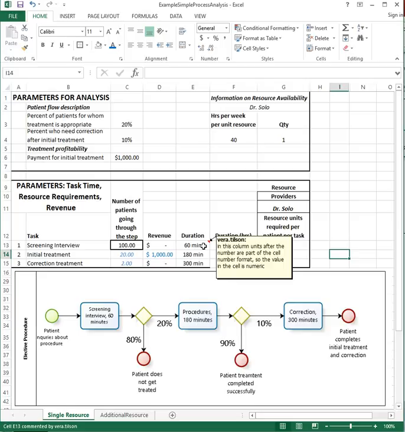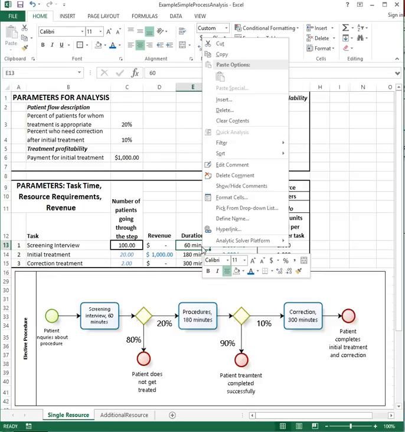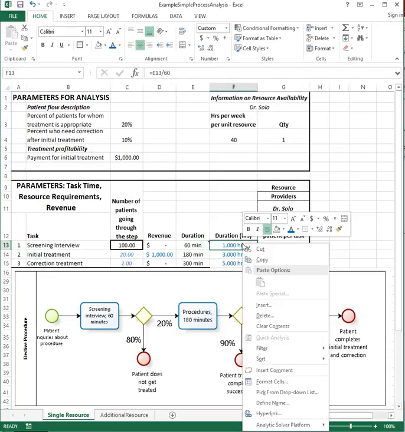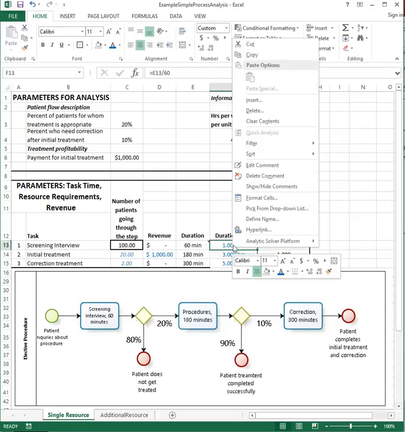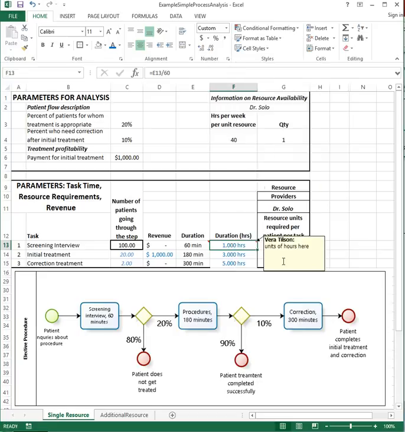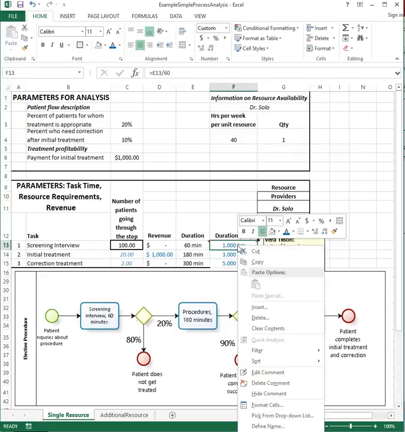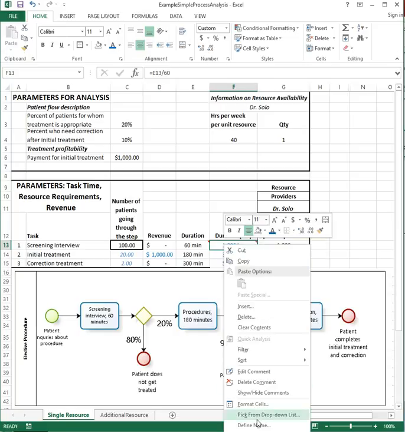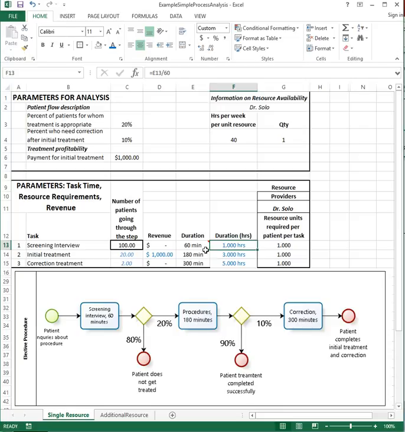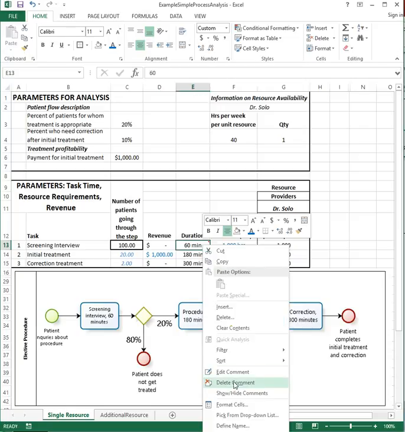You could also add comments to the cells. We have a comment here, and to show you how to add comments, I insert a comment, units of hours here, and I can either choose to show the comment or hide the comment. If I show the comment, it's available at all times. If I hide the comment, it's only available when I hover over the cell. And I can delete the comments, of course. Delete this comment here as well.